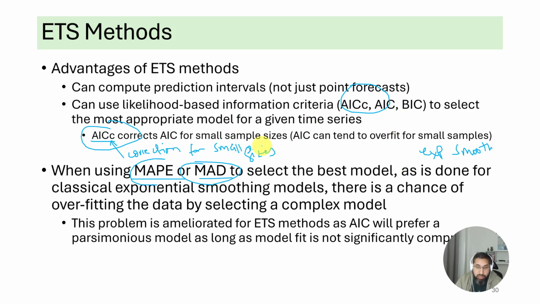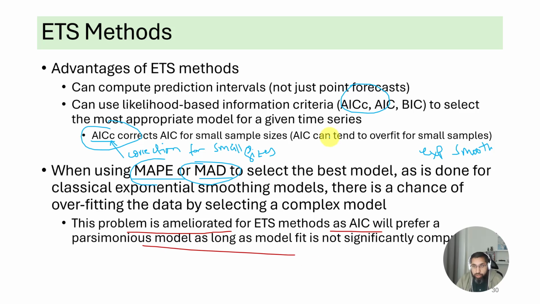Whereas sometimes a more parsimonious model may be almost as good, with just a slight reduction in model fit. And you don't want to overfit because overfitting means your future predictions for unseen data can be wrong. And so this problem is decreased in ETS methods because AICc will prefer a parsimonious model as long as model fit is not significantly compromised.